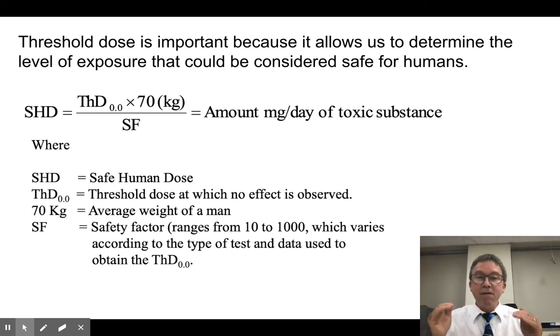So what I'm going to do is divide by a safety margin. That safety margin can be anything from, say, 10 to 1,000. Hopefully we're going to go close to 1,000 and really err on the side of caution. We just put that in here to make darn sure we're not killing people. From this, we're able to establish a safe human dose, that people can be exposed to this and we don't expect them to be harmed from acute exposure.